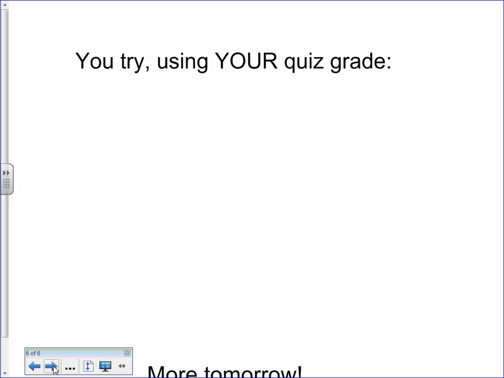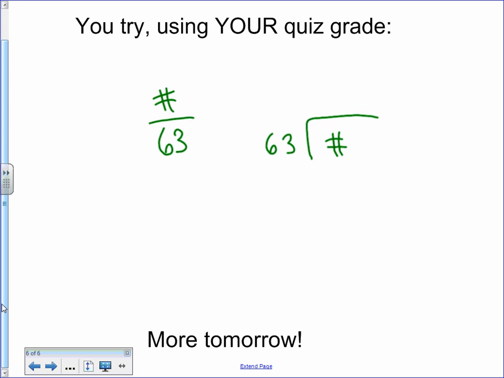But I think you all should try it using your quiz grade. All right, so just remember whatever number you got out of 63, that jumps inside. You put your top one inside, and you have to divide. And if you want, use a calculator. Use the calculator on the computer. All right, we'll do more tomorrow. Once you've got your quiz grade, show it to me, and I'll tell you whether you're right or wrong.